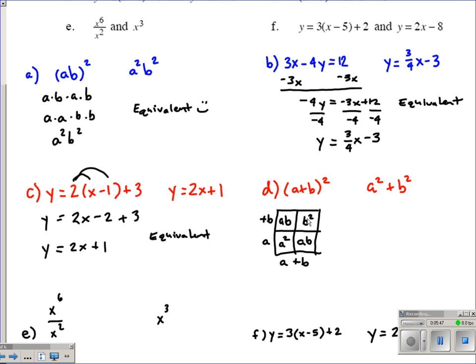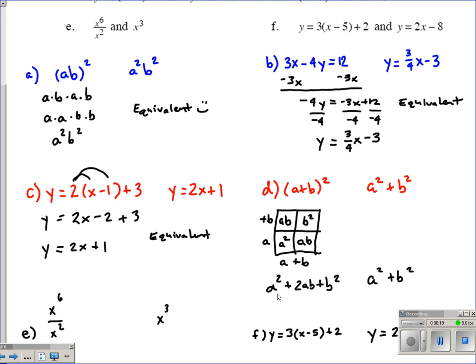When we take this and we combine our like terms and put it together, we should end up with a squared plus ab, which is the same thing as saying plus 2ab, plus b squared. Now, is that going to be the same thing as a squared plus b squared? No, it's not. And we can justify this by plugging in values for a and b if we'd like to show it there.